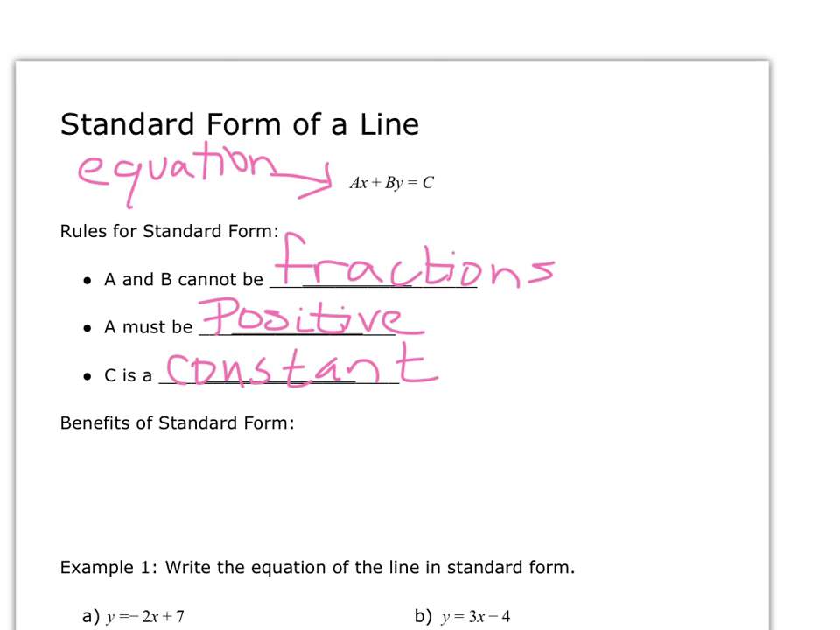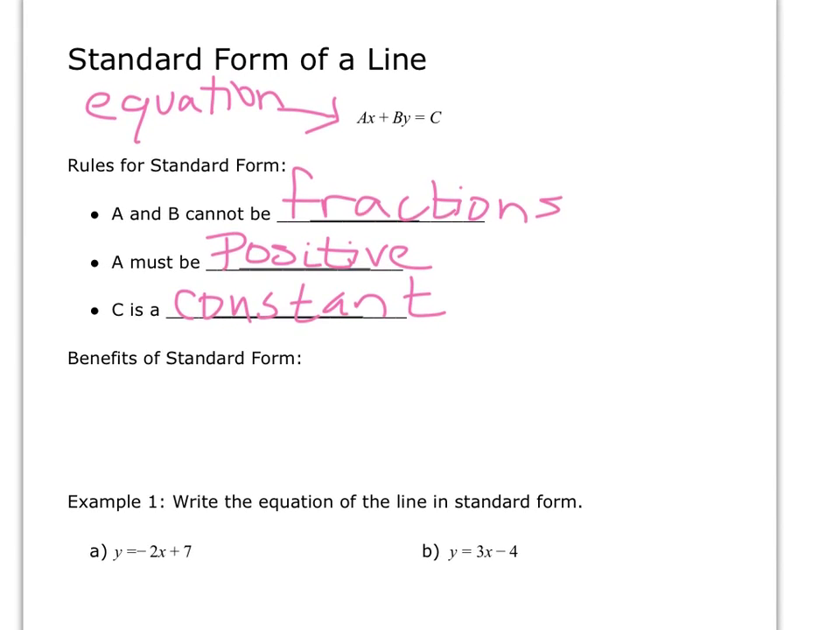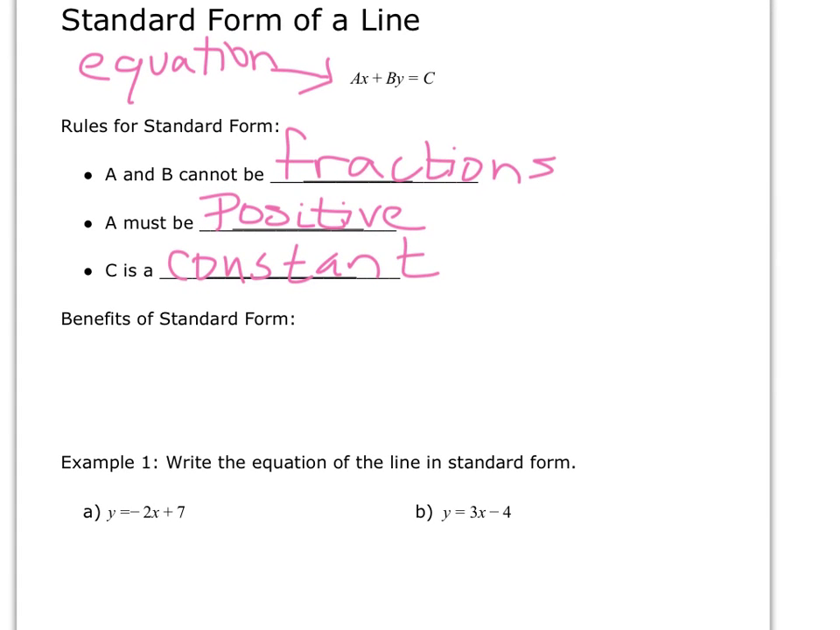So occasionally will we throw in some variables for that constant? Sometimes, yes. But that's for the purposes of problem solving. So generally it's going to be a number. For our purposes it's going to be a number like 7 or negative 12 or 3.5. All right. Am I moving too fast? Are we okay? We're at a good pace?